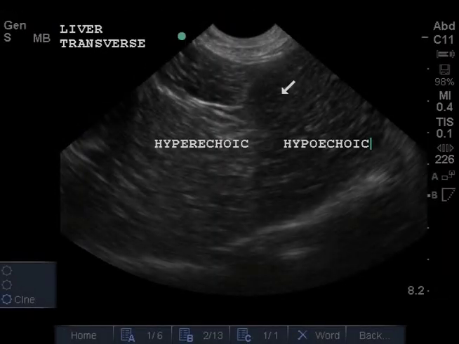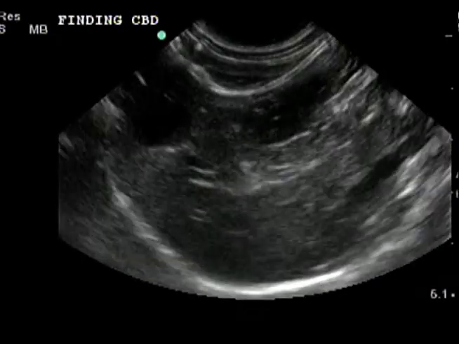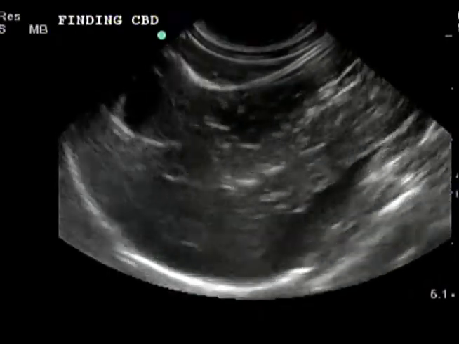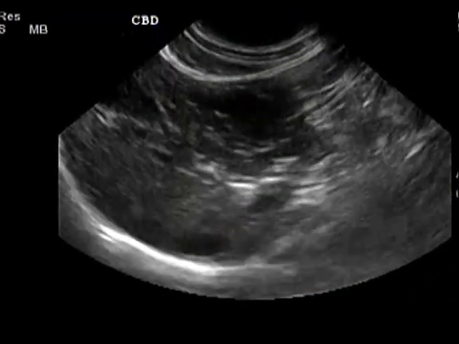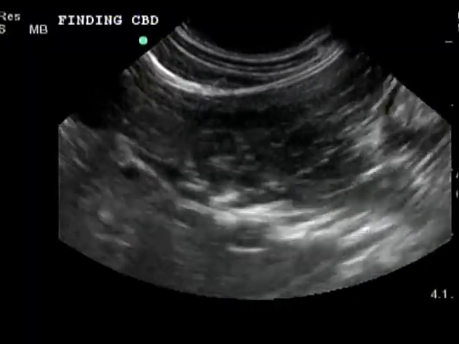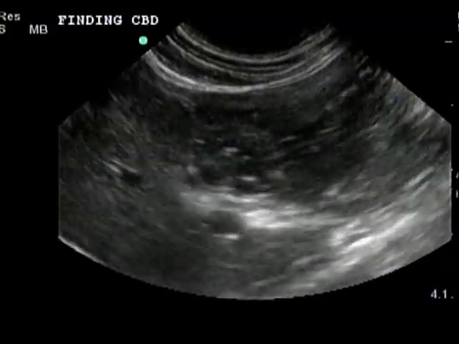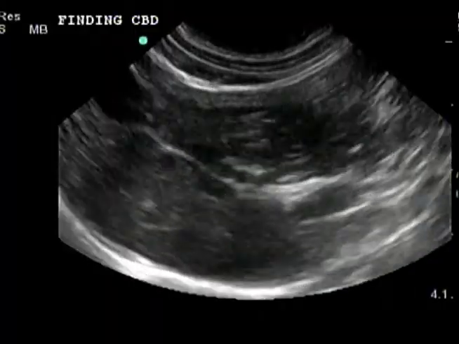This still image shows a transverse view of the liver in a 4-year-old dog with anorexia, weight loss, and an elevated serum calcium. The image shows a hypoechoic hepatic lymphoma of the left lateral liver lobe. The caudate liver lobe is in contact with the dorsal abdominal wall. In cats, the caudate liver lobe is usually visible from the ventral midline sagittal view.